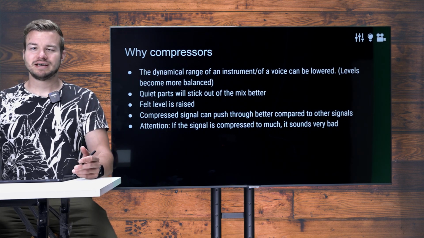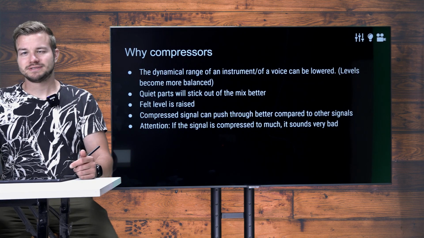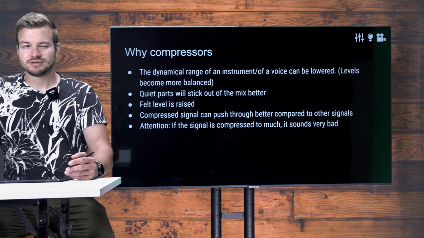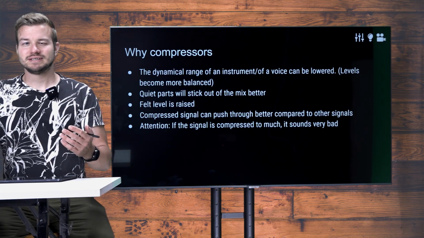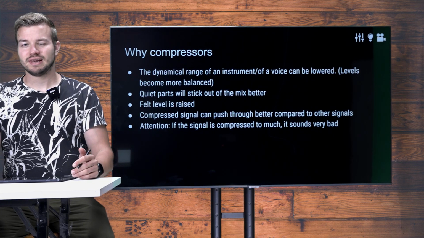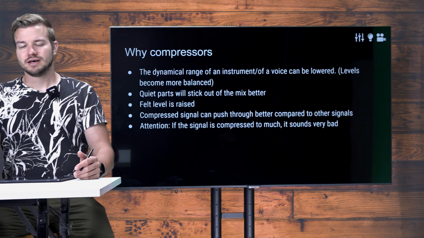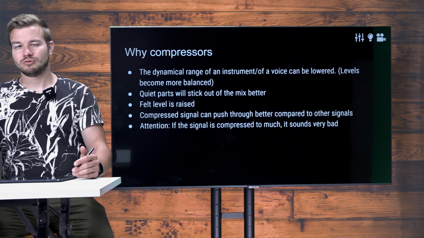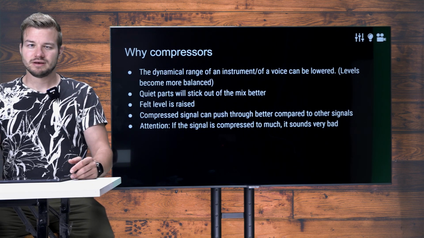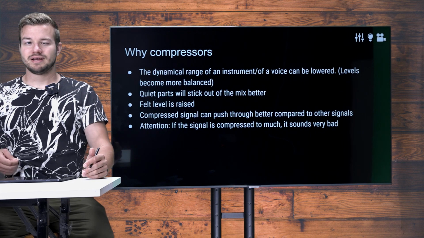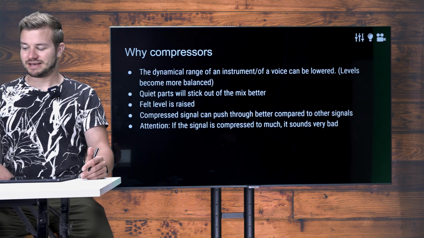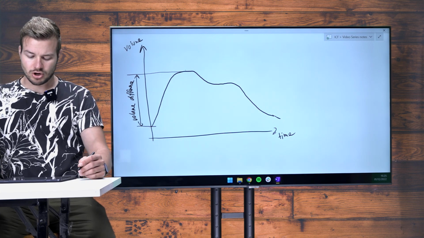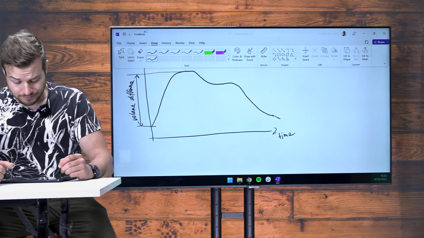So I will now explain to you the 2 steps of how compressors work. What compressors basically do in the first step is we take down the loud parts. So the loud parts where the volume is high, we make them a little bit more quiet, and then in a second step we raise the volume at every point in time back again. So let me explain this to you in detail on this drawing here.